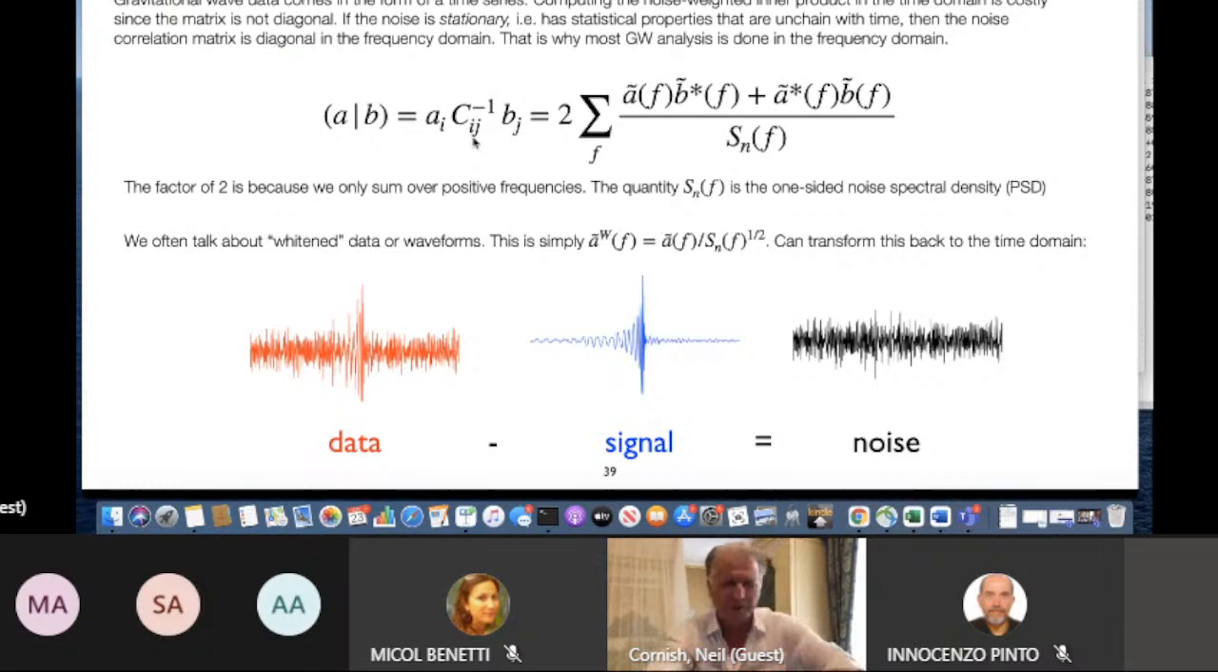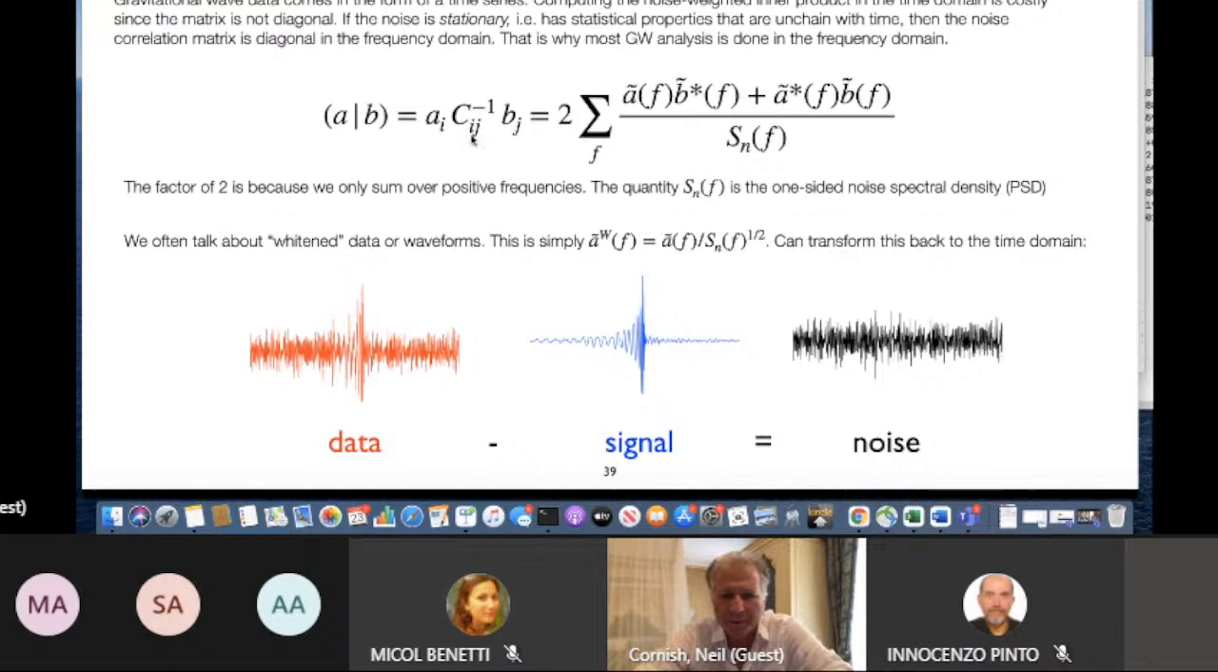So if the data happens to be stationary, that is, if the statistical properties are unchanging with time, then that correlation matrix is actually diagonal in the frequency domain. It's much easier to invert a diagonal matrix because the cost just goes like the number of points, not like the number of points cubed. So under the assumption that the noise is stationary, you can save hugely by going to the frequency domain.